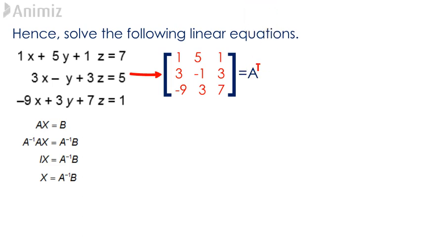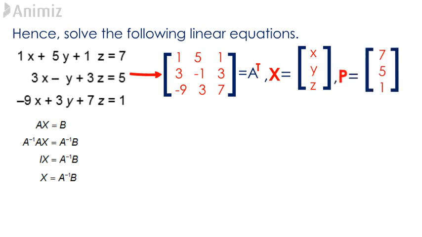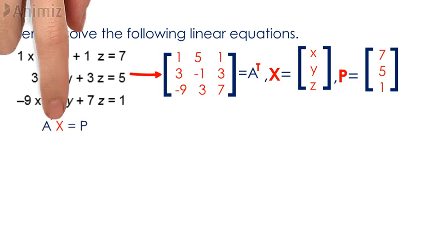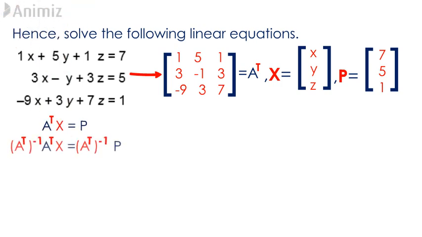The matrix containing the elements 1, 5, 1, 3, -1, 3, -9, 3, 7 is equivalent to the transpose of matrix A given in the question. We shall denote the matrix containing the elements x, y, z as X and the matrix containing the elements 7, 5, 1 as P. We are calling it matrix P because we want to avoid any confusion as we already have a matrix B given in the question. Now this gives us A transpose X is equal to P.